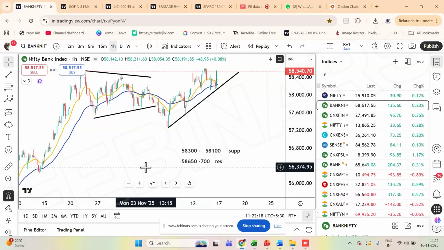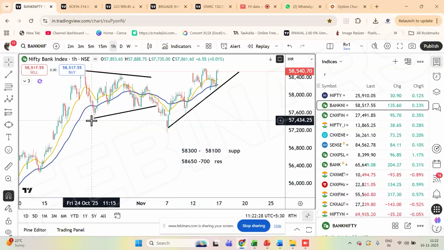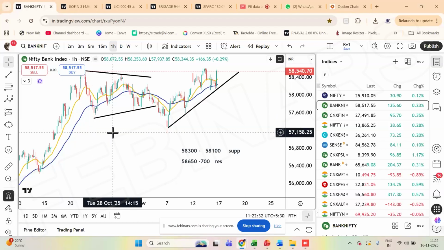Either way, a breakout has to yield. If it breaks down, then the correction has to trigger towards 57,600 or even 56,800, with 57,600 to 57,400 zones in the bull case scenario. So that's the view on the Bank Nifty. So watch out cautiously on how to act and plan your trades.